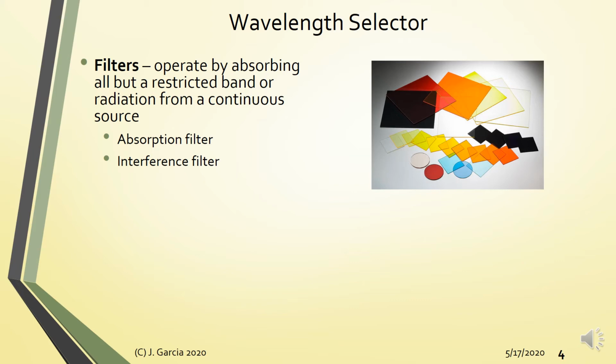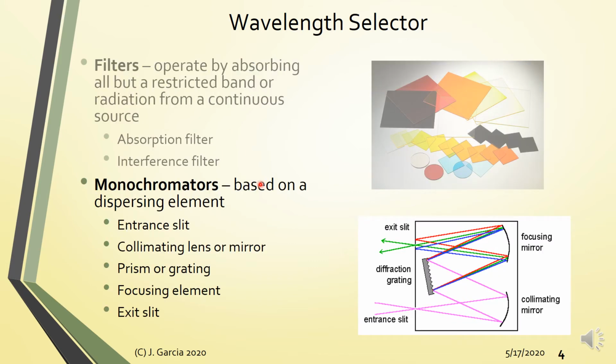Okay? So basically, there are two types of filters. You have your absorption and you have your interference filters. And you can read more of these in the textbooks in here. Then next, which is more commonly used now, is your monochromators. No? So monochromators are based on a dispersing element, no? Which is either a prism or a grating.